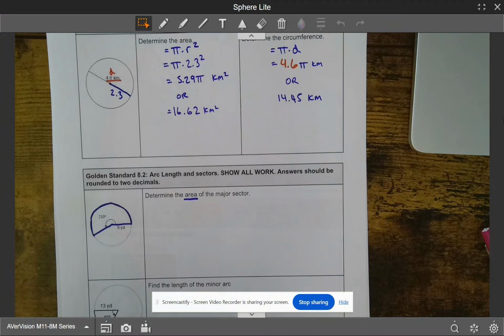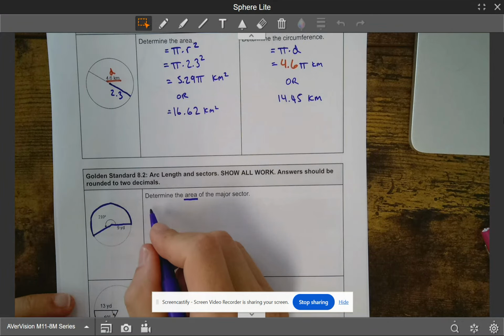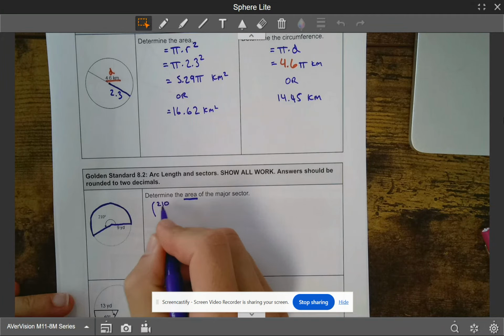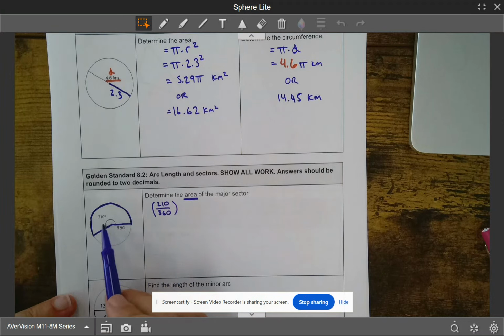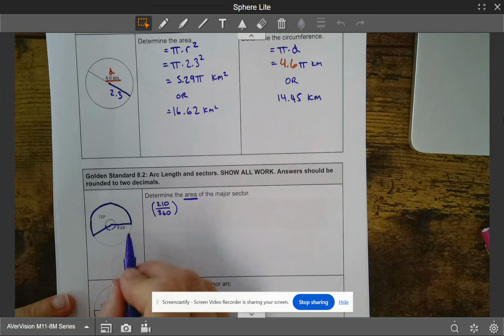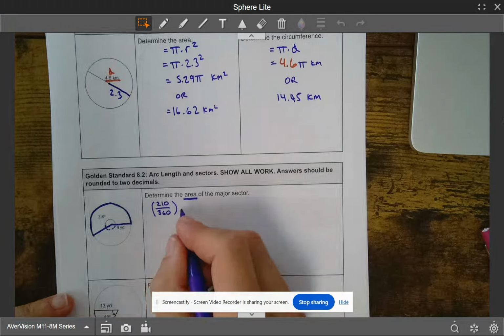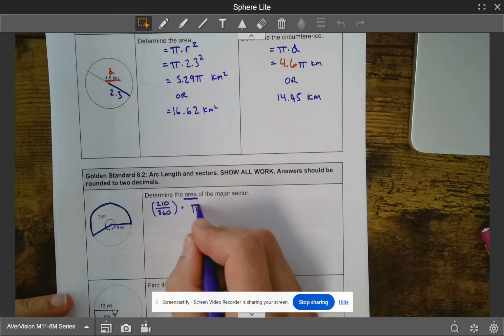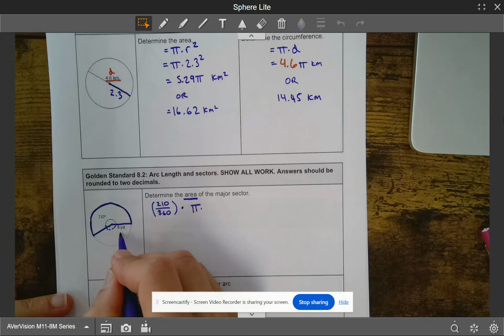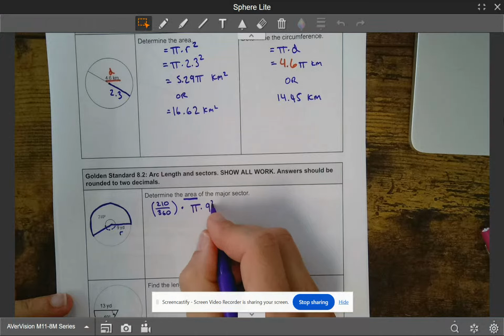A couple different ways to do it. I'm going to show you one right here where we use the central angle, which is 210 degrees right there, out of 360. Why 360? Because this is 210 degrees out of the full 360 degree circle. That's how much of the circle's area is in this portion, this sector, times the area of the whole circle. Pi times the radius, which is 9 squared.